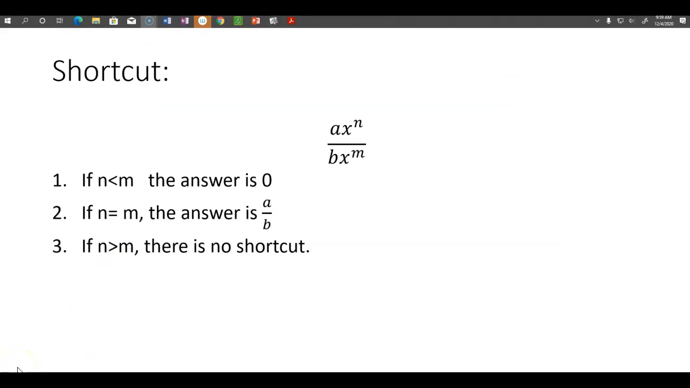Now I want to share with you guys a shortcut. If you're ever trying to find the limit of a rational expression at either infinity or negative infinity, then we can actually have a little bit of a shortcut here. And it's all based on what's going on with these powers. If the power on the top is less than the power on the bottom, then the answer is going to be 0, whether you are going to the positive infinity or negative infinity, whether you're on the left side or the right side.